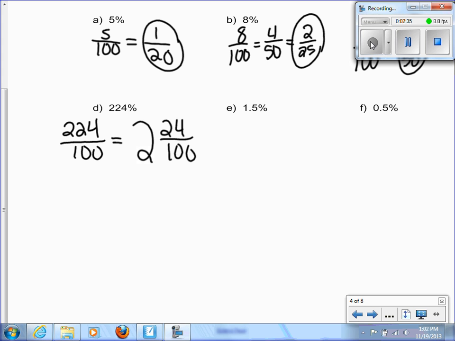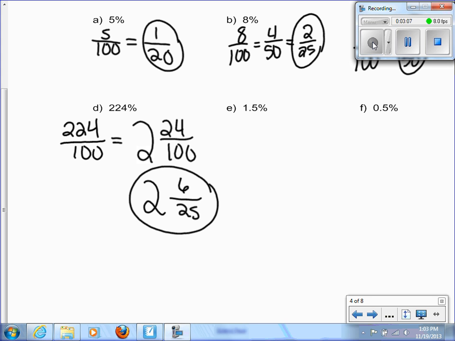Okay, and then I need someone to reduce this for me. Cormac? You divide it by 2 and you get 2 and 12/50. Good. And then do it again. You can divide that again by 2 and you get 2 and 6/25. Good. So percentages greater than 100% are greater than 1, because 1 is 100%.